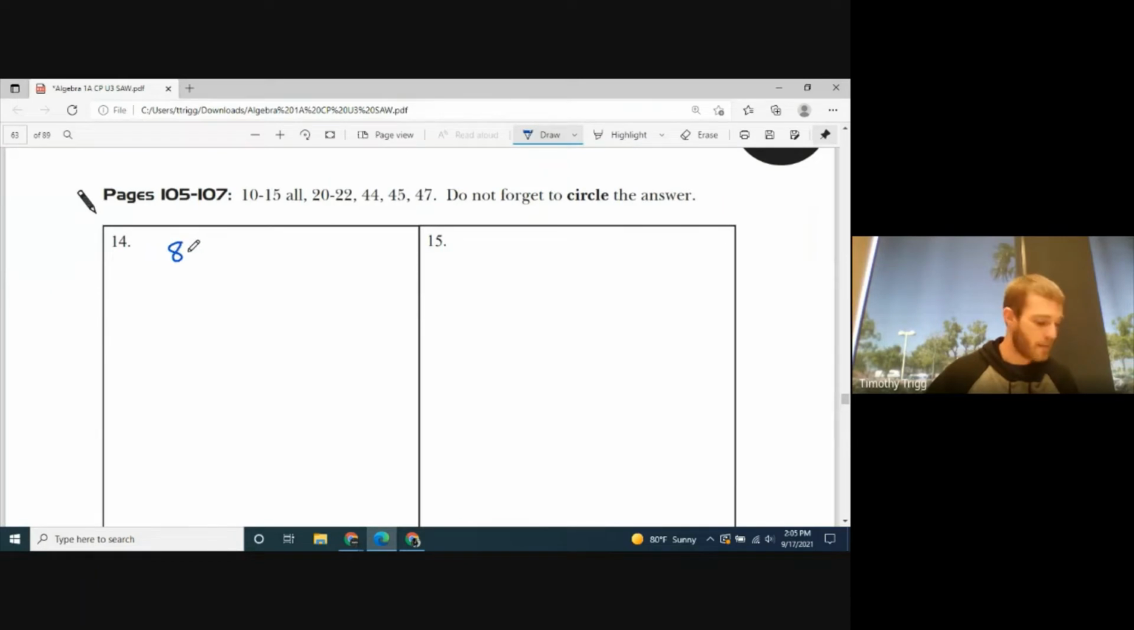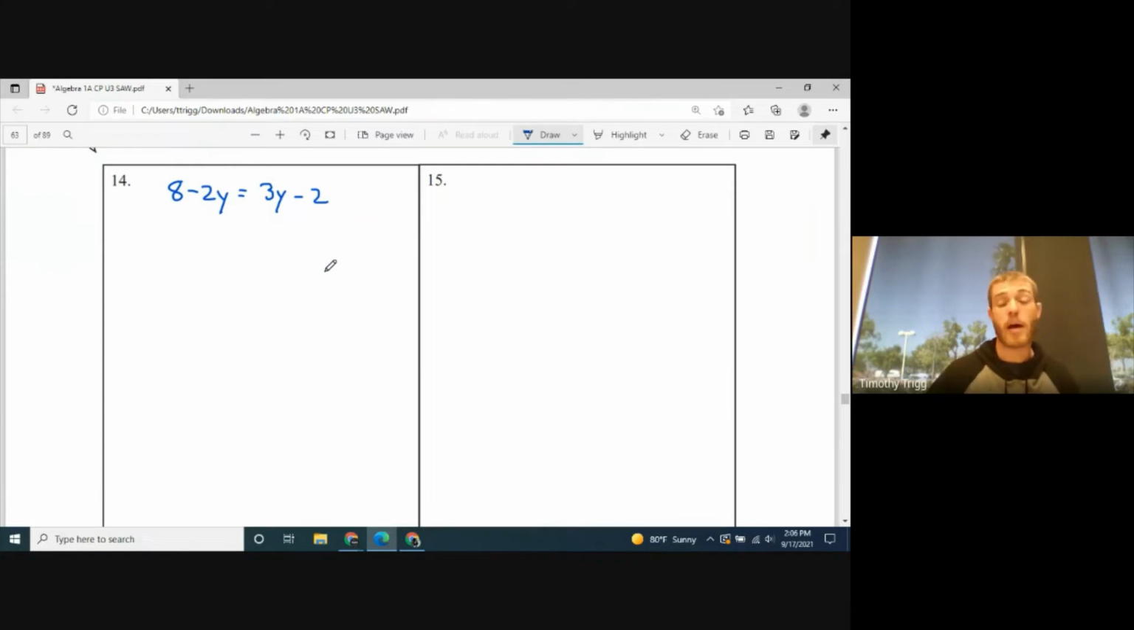So here we've got 8 minus 2y equals 3y minus 2. So notice again, we have y's on both sides. We don't like that. Let's get all our y's together on the same side. So we're going to subtract 3y from both sides. Once these cancel, you still have negative 2 on the right. And then over here, this would be 8 minus 5y now.